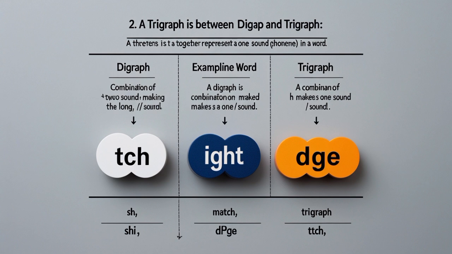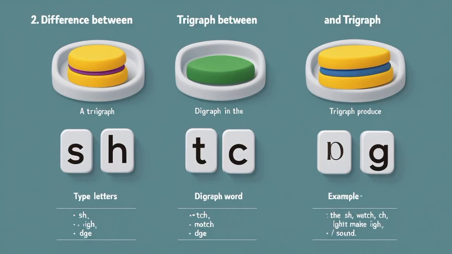Let's make a simple comparison table. Type, number of letters, example word: digraph, 2, ship; trigraph, 3, watch. So, the difference lies only in how many letters are used to make that single sound. In short, digraph equals 2 letters, 1 sound. Trigraph equals 3 letters, 1 sound.